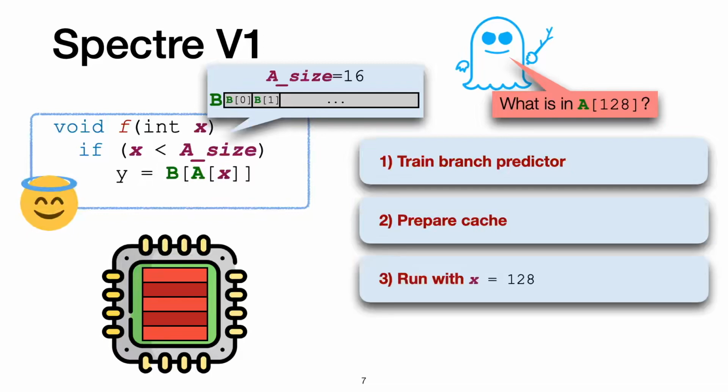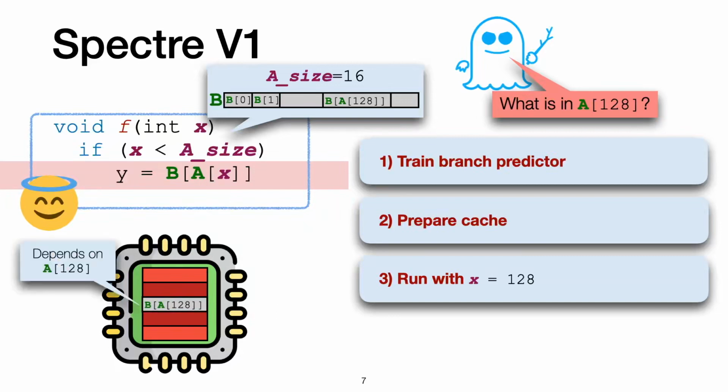Then the real attack happens. The attacker tricks the honest process into executing the function f with 128 as input. Since we trained the predictor beforehand, the CPU executes the memory accesses, which leave a footprint in the cache. Specifically, the block containing B[A[128]] is loaded into the cache. Observe that the position of the gray block directly depends on the value of A[128]. Later, when the speculative execution terminates, the cache content persists, so the gray block stays there.